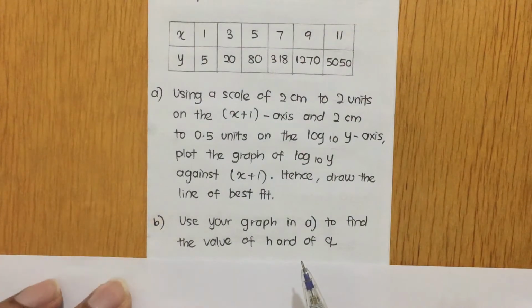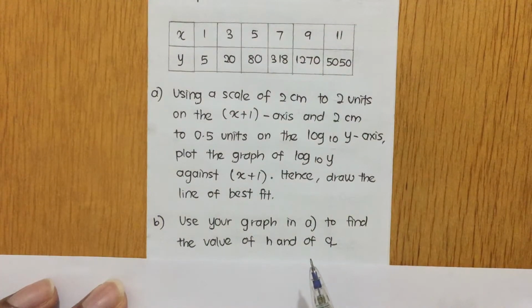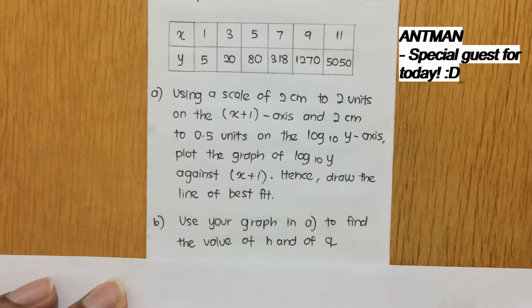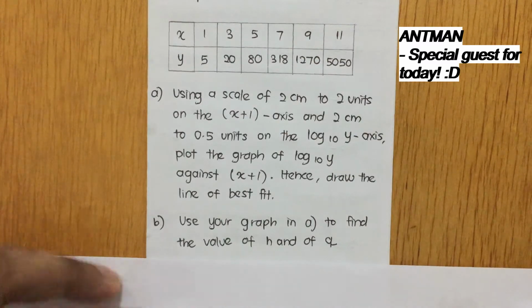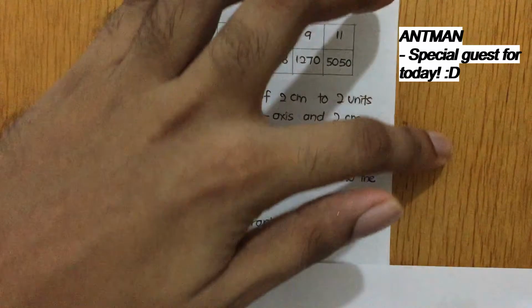Using a scale of 2 cm to 2 units on the x plus 1 axis and 2 cm to 0.5 units on the log 10 y axis, plot the graph of log 10 y against x plus 1. Hence, draw the line of best fit. Okay, that is for question part A. For question part B, use your graph in part A to find the value of h and of q. So this is the overall question.